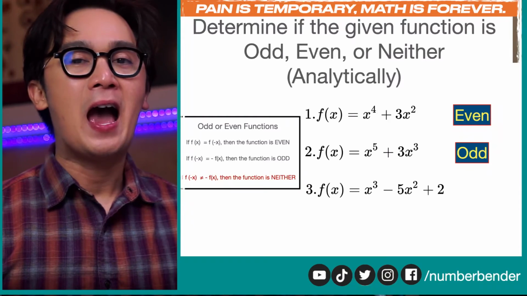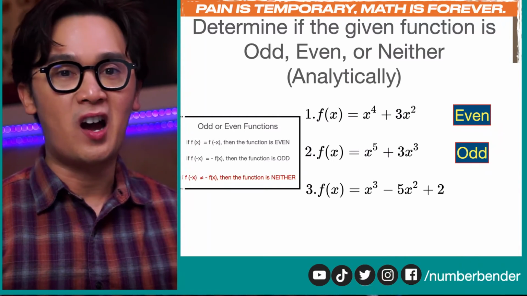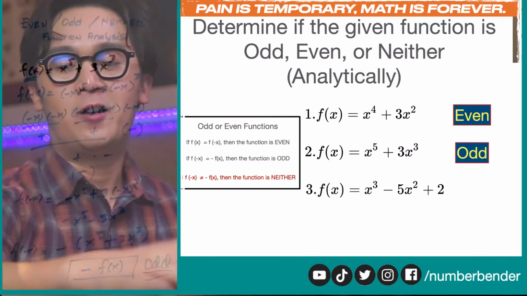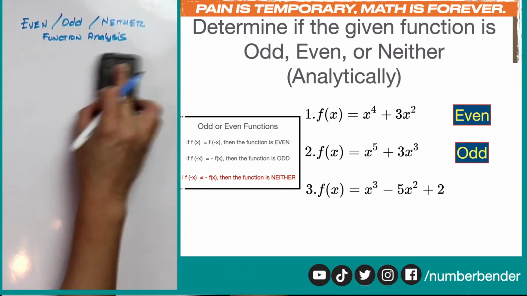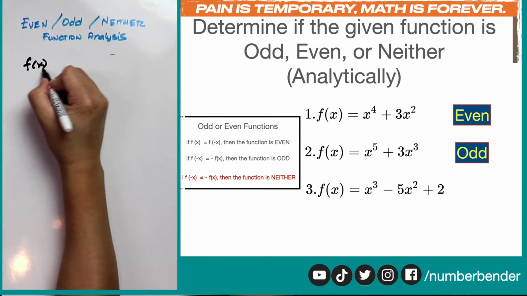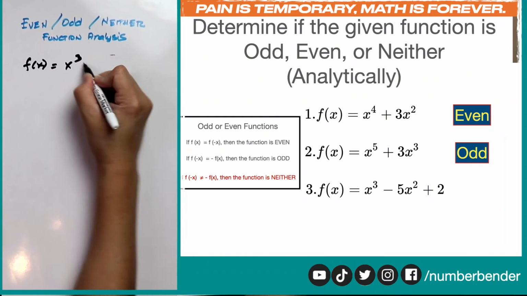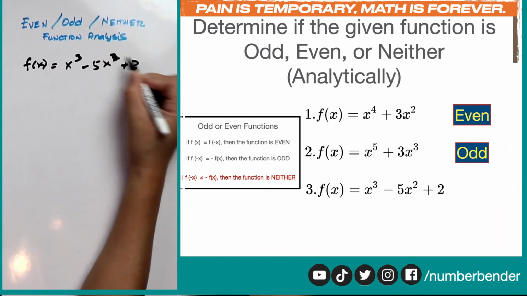So let's see if the third example is even or odd or neither. By using the same technique, we're going to write the original function as f of x equal to x cubed minus 5x squared plus 2.